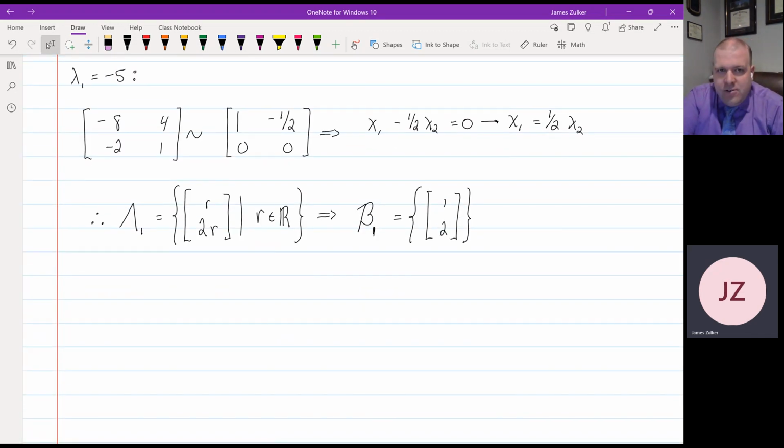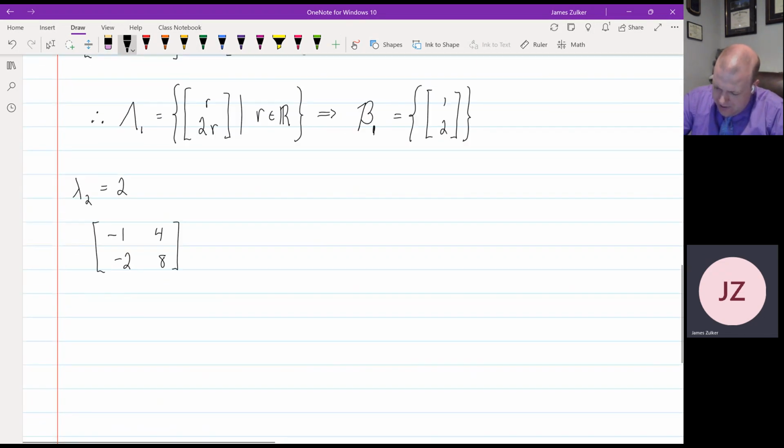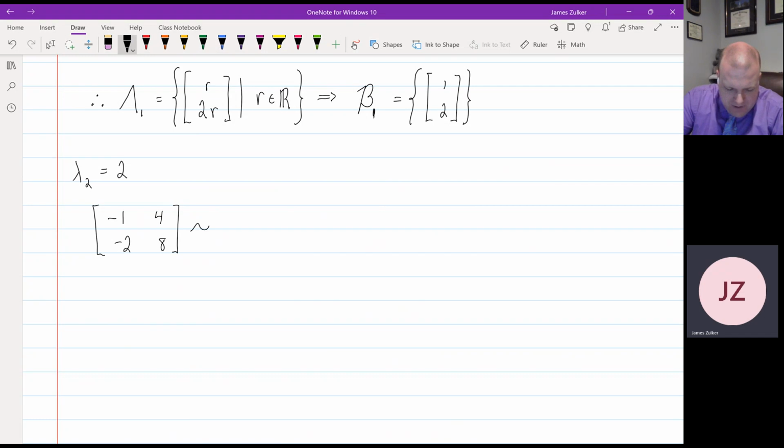Okay, so that was for the first eigenvalue. Now we need to do the same thing for the other eigenvalue, which was 2. The process is identical. We first replace lambda with 2. Now RREF it. This means, of course, x1 is equal to 4x2.